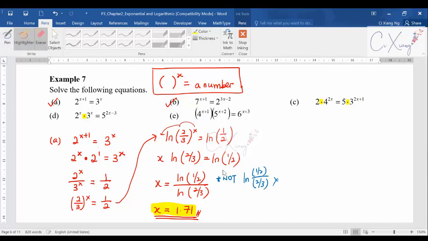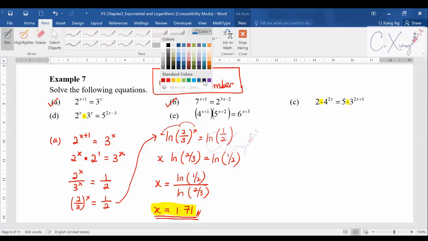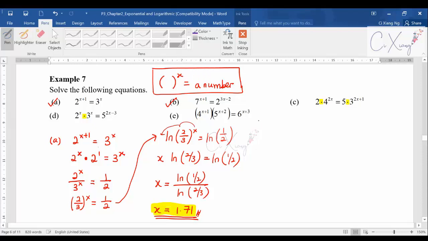Now, if you roughly have an idea how to do it, I will show you part B again, then you try the rest of the parts yourself. So now I'm having part B here. I'm having 7 power x plus 1 equals to 2 power 3x minus 2.